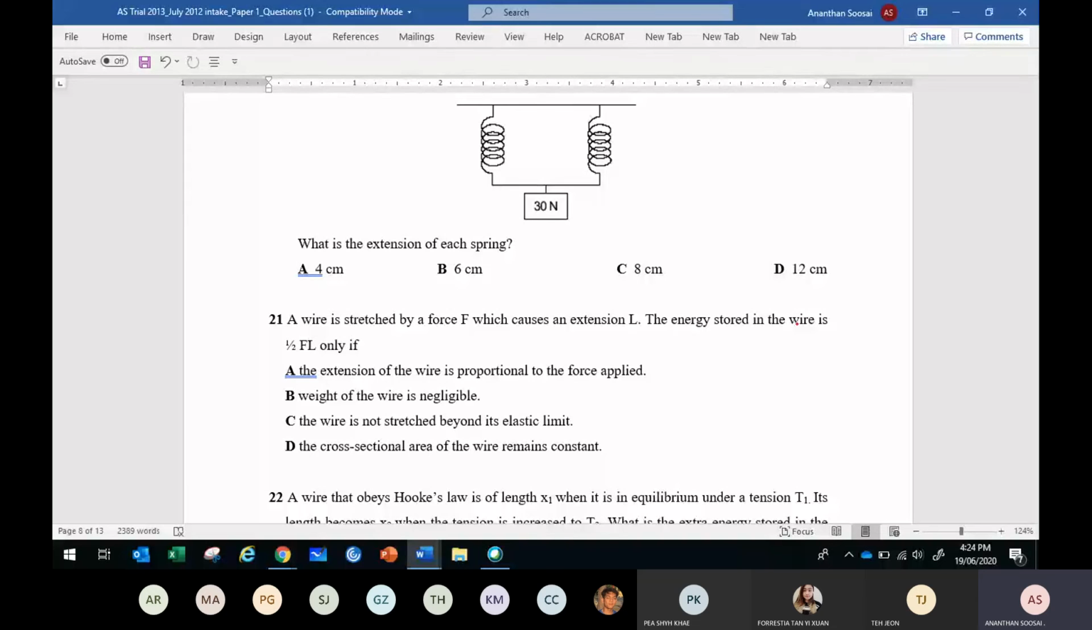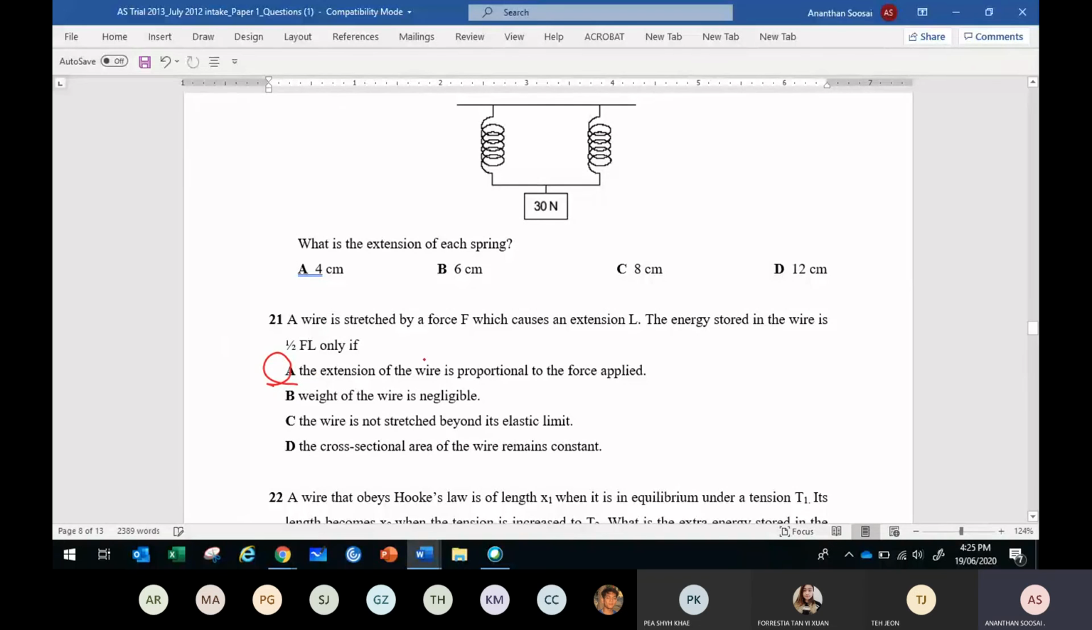The half FL can only be considered correct if what statement is considered? The extension of the wire is proportional to the force. The weight of the wire is neglected. The wire is not stretched beyond its elastic limit. Or the cross-sectional area of the wire remains constant. Okay, so I received answer A. Yeah, it should be A.